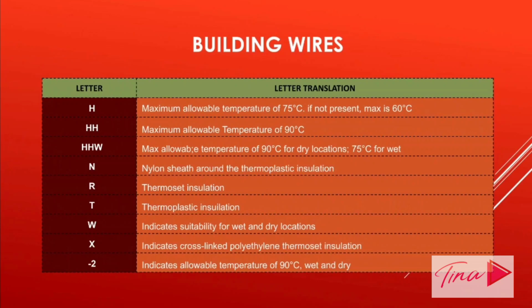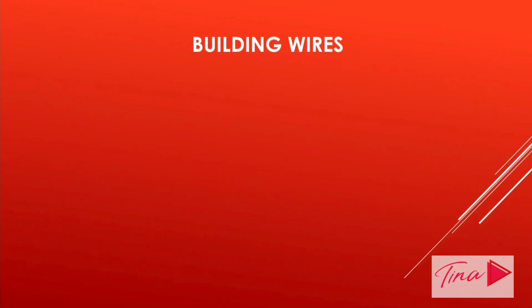We also have N, which means nylon sheath around the thermoplastic insulation. R, which is thermoset insulation. T, thermoplastic insulation. W indicates suitable for wet and dry locations. X indicates cross-linked polyethylene thermoset insulation, and -2 indicates allowable temperature of 90 degrees Celsius wet and dry.